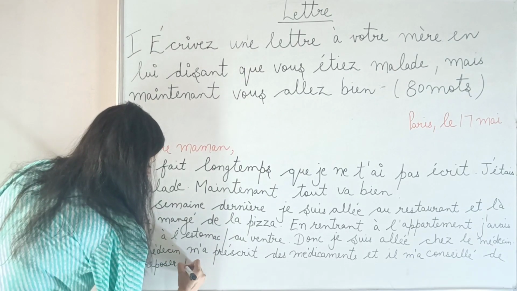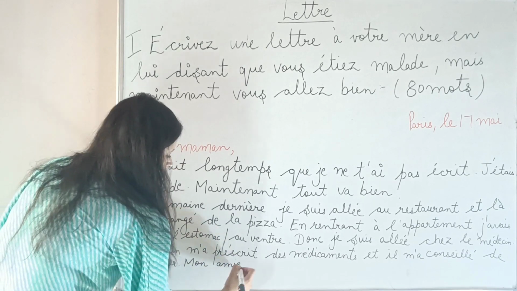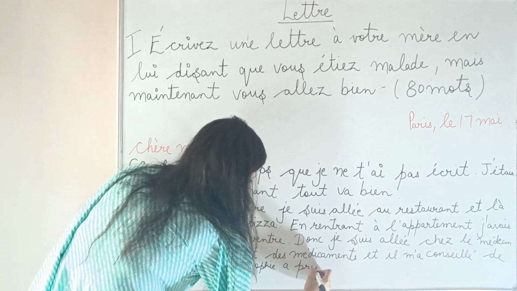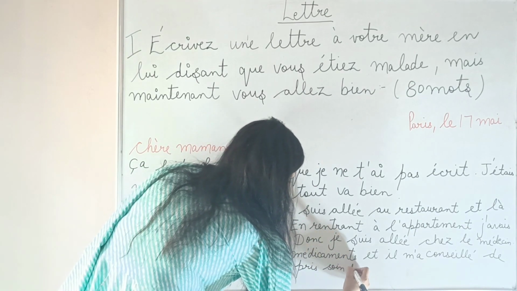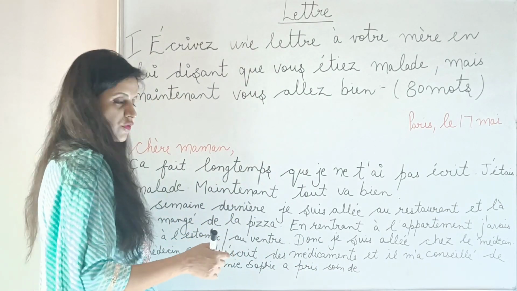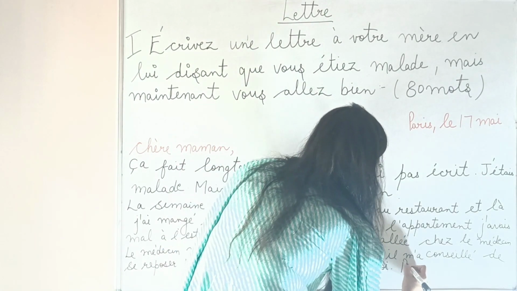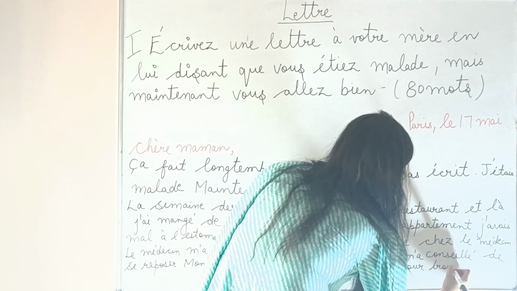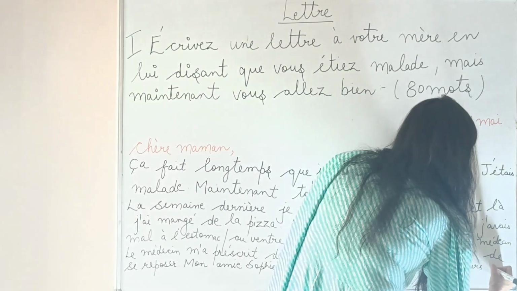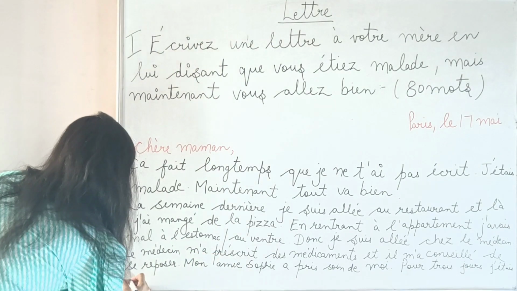You talk about your friend, that your friend took care of you. You can tell your mother, mon amie Sophie a pris soin de moi. Prendre soin is to take care. Okay, mon amie Sophie a pris soin de moi. Pour 3 jours, you can tell about the days, how many days you were sick. Pour 3 jours, j'étais au lit.